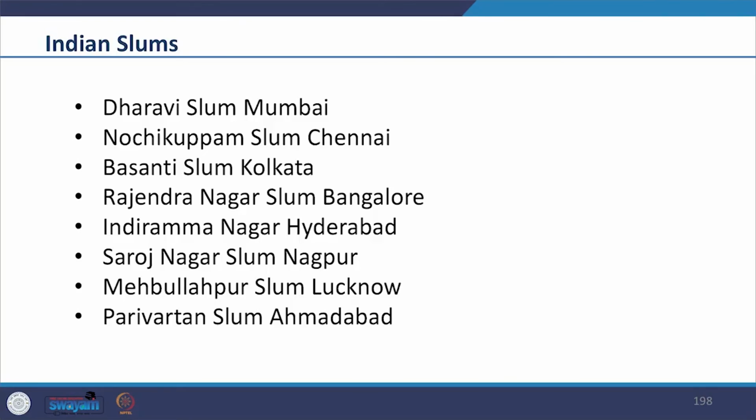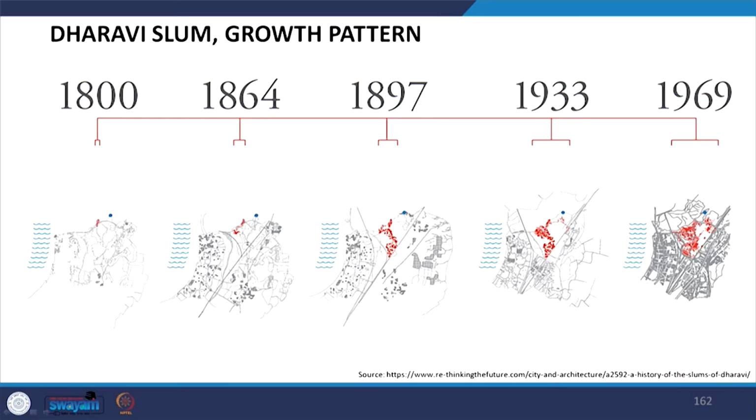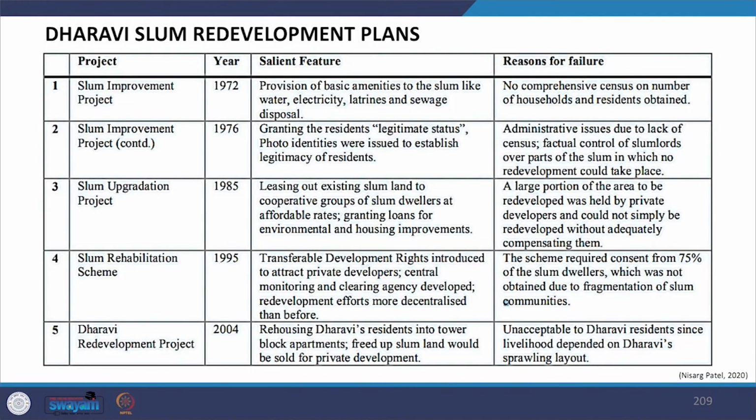Some of the examples we look at which also got a lot of attention include Dharavi slum in Mumbai, Nochikuppam slum in Chennai, Basanti slum in Kolkata, and we see all these examples here. The image shows the congestion and compactness in the slum. In the image, you can see the spatial growth and pattern of the slum from 1800 to 1969, how the density has gone high within the limited land. So you can see the unsanitary condition in the slum. The following schemes were taken up in this particular slum and which had different results.